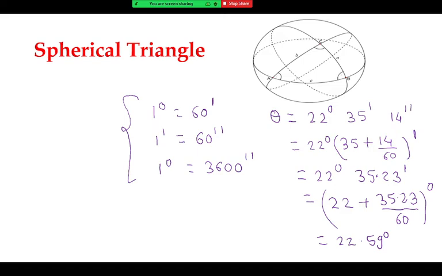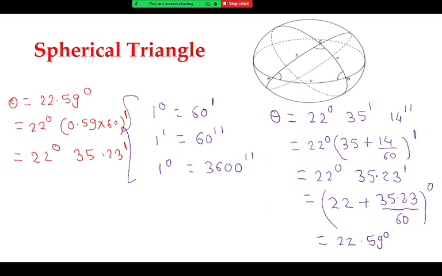The reverse way is also possible. To go in the reverse way, first you have to take the 22 degrees. For example, suppose we are given theta equal to, say, 22.59 degrees. This is given. So we can write it as 22 degrees, and here 0.59 into 60. Now here you have to multiply, that is minutes. So you will get 22 degrees, and that comes as 35.23 minutes, roughly.